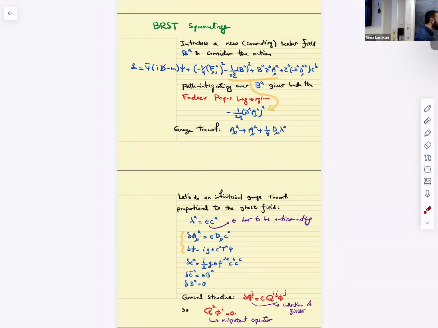The point of BRST symmetry was that we cooked up, at the level of the Faddeev-Popov Lagrangian, a symmetry that looked like a gauge transformation, but the generator of the gauge transformation was proportional to the gauge field. Of course, the coefficient of it had to be an anti-commuting thing. And that ensured that Q squared was 0.